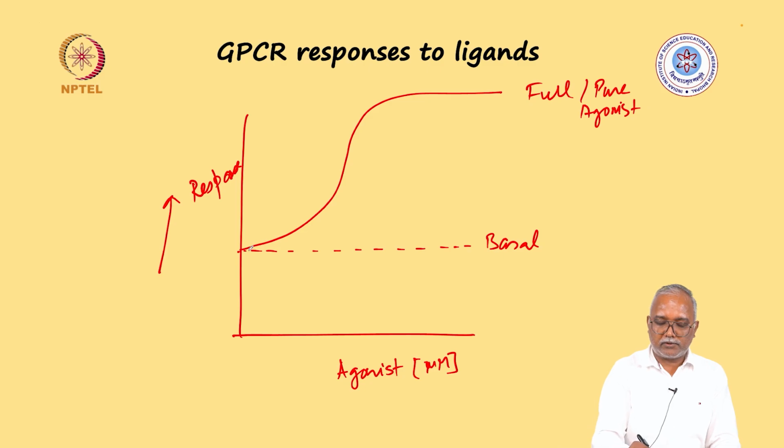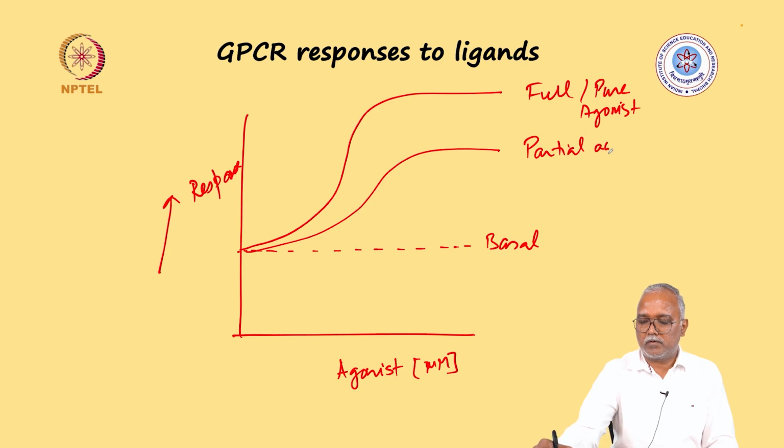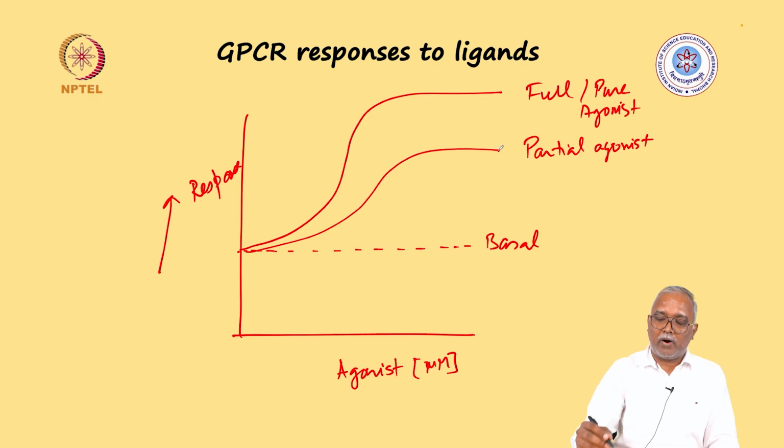What will partial agonist do? It will activate to a different level. So partial agonist could be an entirely different molecule, or it could be a derivative of the full agonist. Depending on what type of partial agonist it is, how much different it is from the full agonist, you will see the variation in this response which is mediated by partial agonist.